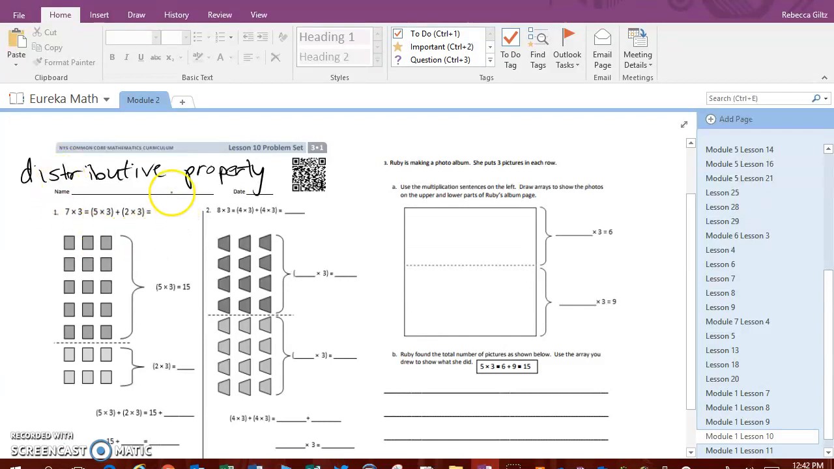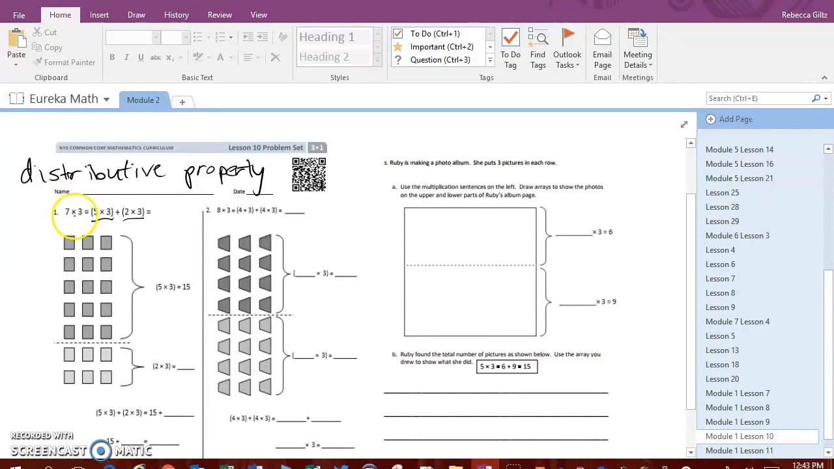Okay, so look at problem number 1. The problem they want us to solve is 7 times 3. And the distributive property allows us to show that problem as a problem where we're solving two smaller facts and adding them together. So they're showing you here that they've made a smaller problem of 5 groups of 3, which are the dark gray circles, and 2 groups of 3, which are the light gray rectangles. If we solve each of those and add them together, we can get the answer to 7 times 3. And that's what the distributive property is.